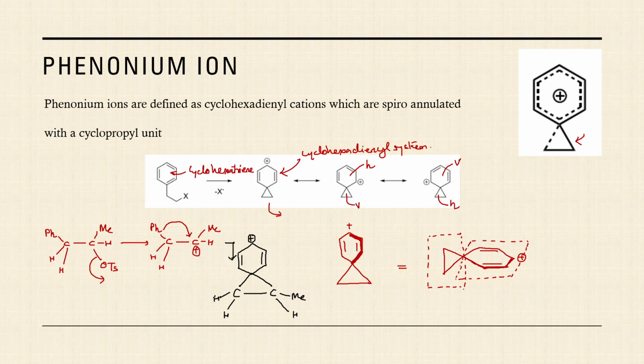Okay, this is where we observe a phenonium ion. When there is a phenyl group which can migrate and is present at the alpha position with respect to a carbocation, then we observe a phenonium ion. This is observed very commonly in pinacolone rearrangement or any other typical carbocation rearrangement in which the alpha position has a phenyl unit.